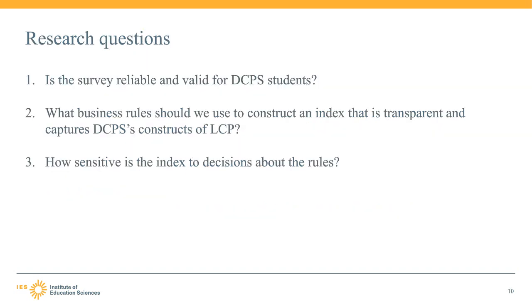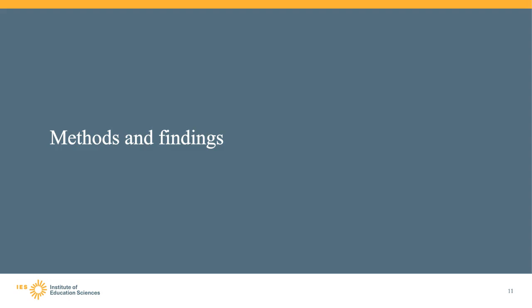So with these priorities in mind, the research questions that we addressed in creating this index were, is the survey reliable and valid for DCPS students? What business rules should we use to construct an index that is transparent while also capturing DCPS's constructs of loved, challenged, and prepared? And finally, how sensitive is the index to decisions about these established rules? So at this time, I will turn it over to my colleague Tim to discuss our methods and findings.